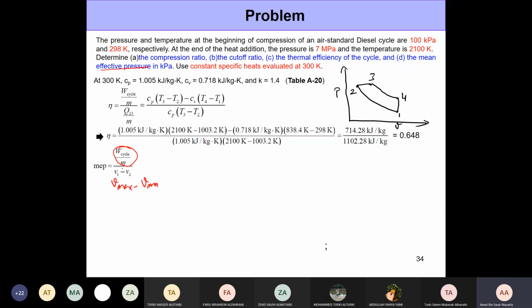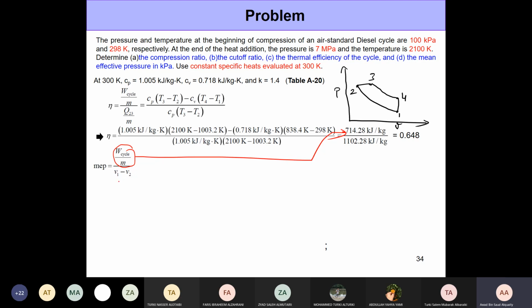Now it's supposed to be volumes, but since we are taking work output per unit mass, we can write the specific volumes, right? Sort of dividing by mass on both the numerator and the denominator. Now the value of net work output of the cycle is something that we already calculated for the thermal efficiency. So we just need to calculate this V1 minus V2.